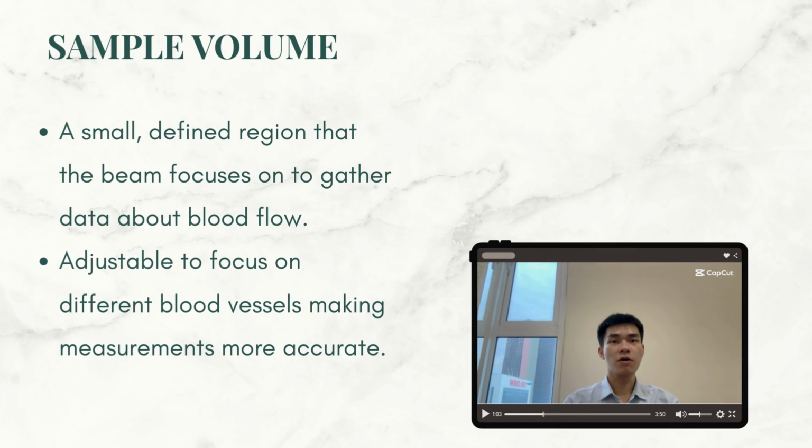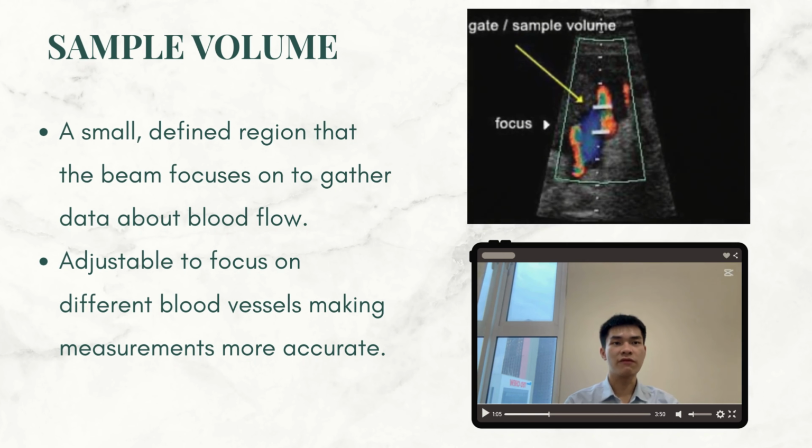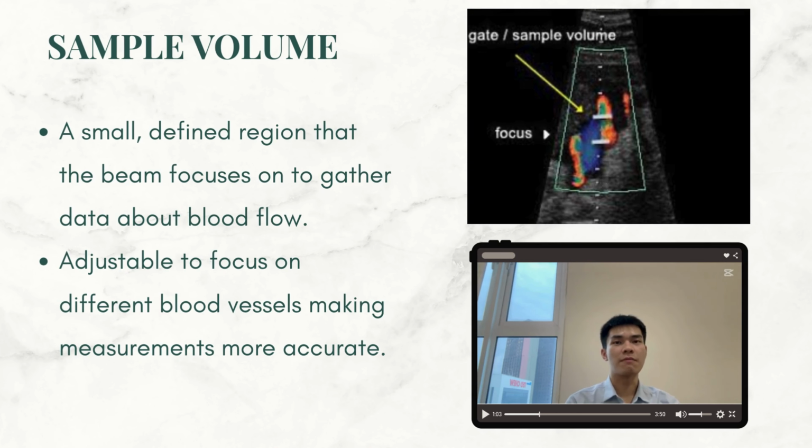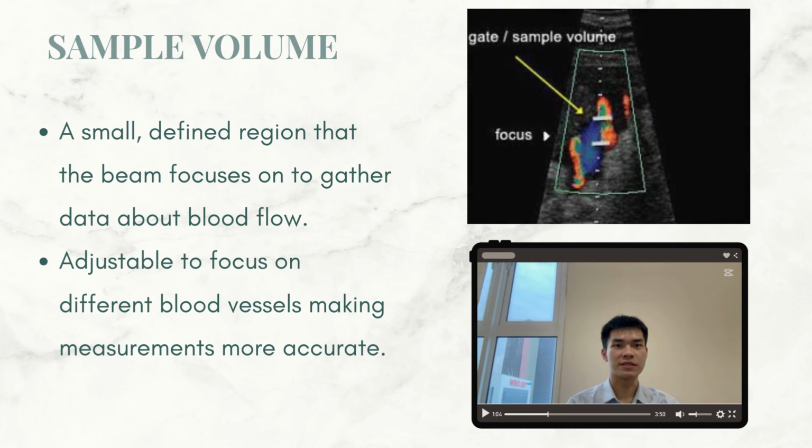Sample volume is a small, defined region that the ultrasound beam focuses on to gather data about blood flow. When transducers emit sound waves, they bounce off moving blood cells within the sample volume. The same transducers then receive the reflected wave. The size of sample volume is adjustable to focus on different blood vessels to make more accurate measurements.